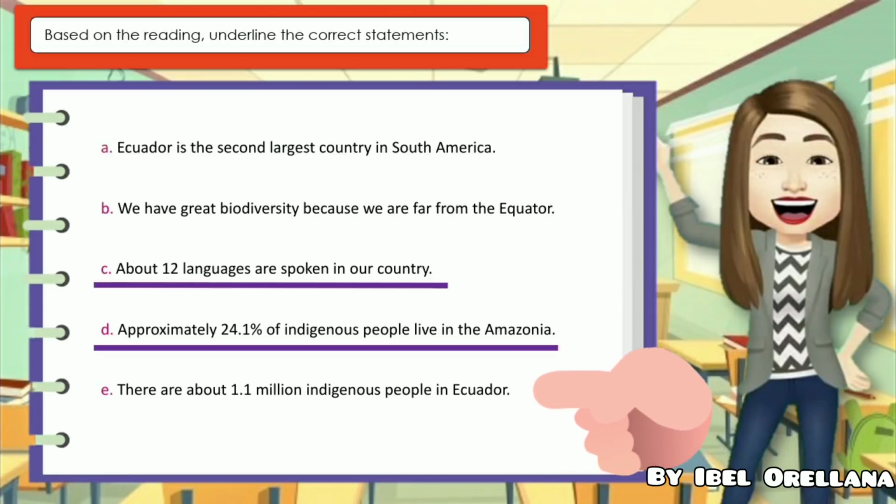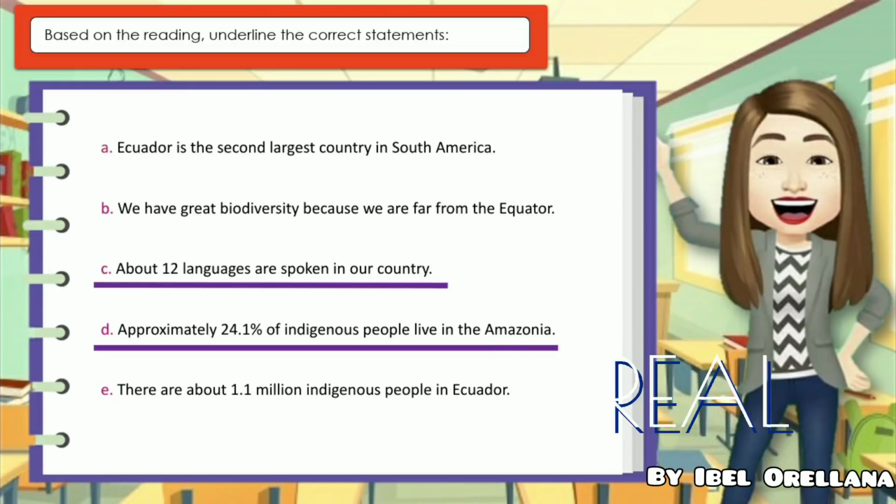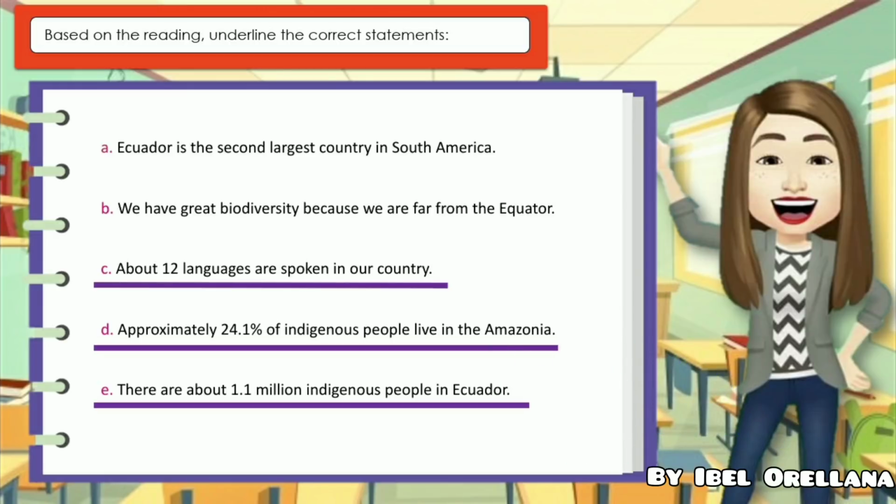E. There are about 1.1 million indigenous people in Ecuador. Hay aproximadamente 1.1 millón de personas indígenas en el Ecuador. This is a real fact, so underline this idea. Así que subraya esta idea.